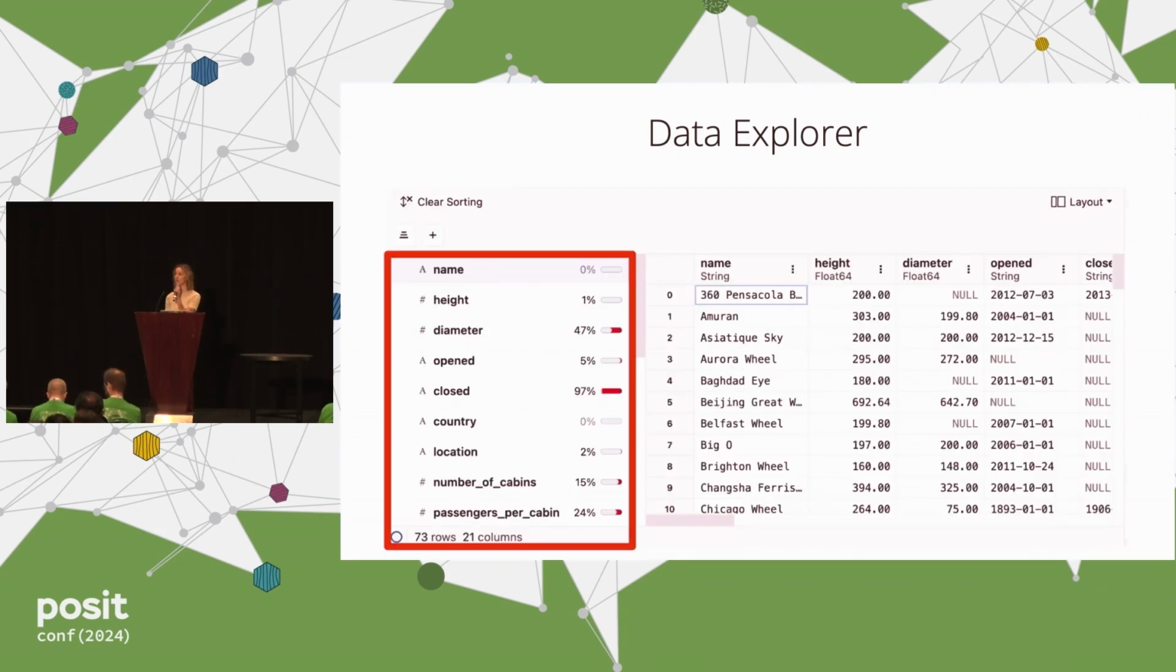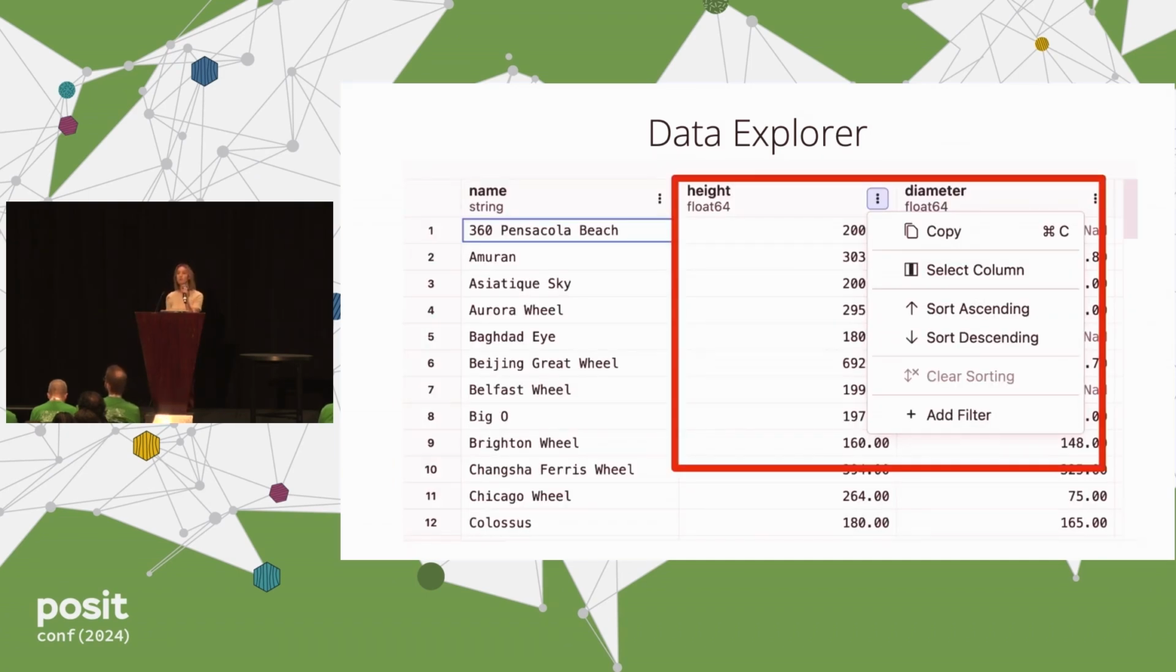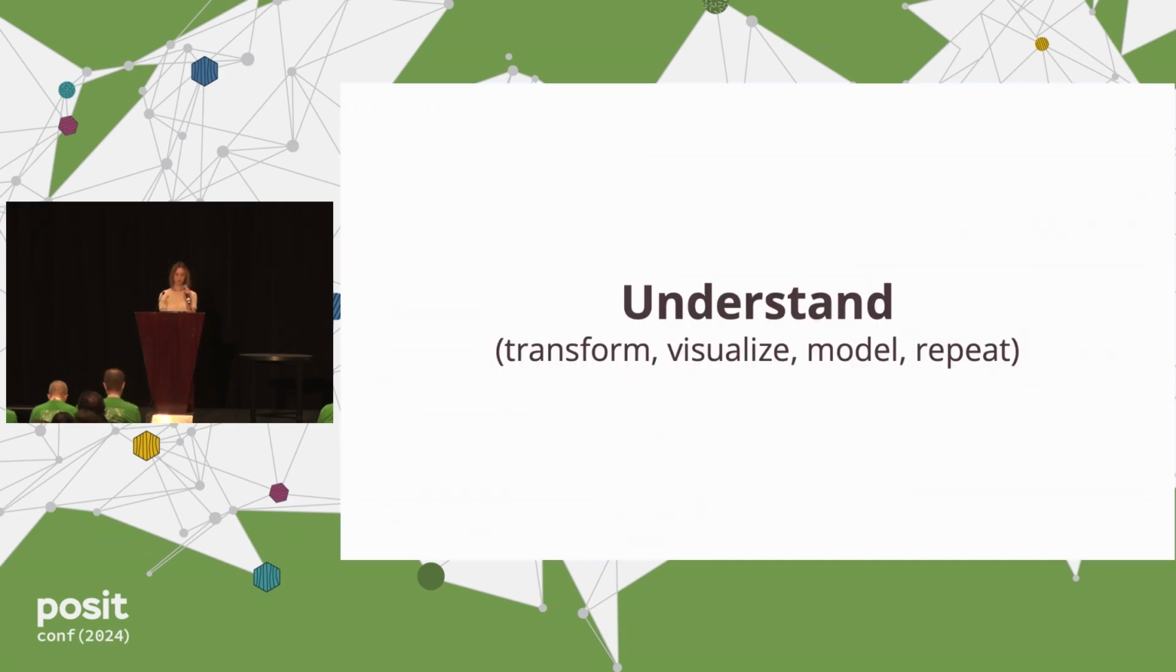When you open up your data, whether it's from a Polars or a Pandas data frame or a database, you can see the percentage missing per column. The name you can see in this data is never missing, where our Ferris wheels that we're looking at almost are never closed. If you want to do some really quick looking at your data, you're able to filter. You can sort by ascending or descending, or maybe you just want to look at the Ferris wheels that are between 150 and 200 feet tall.